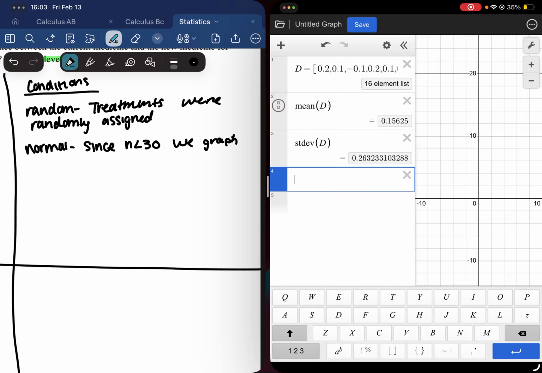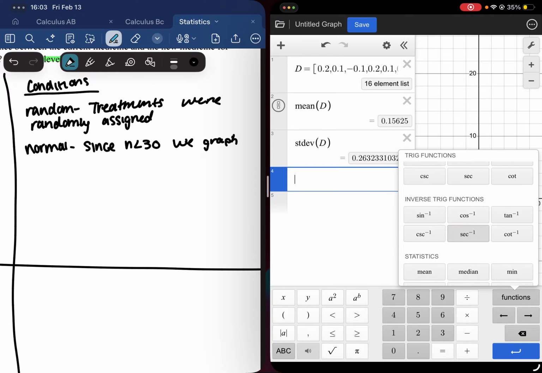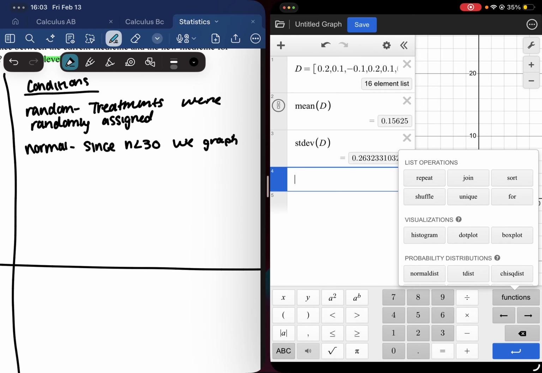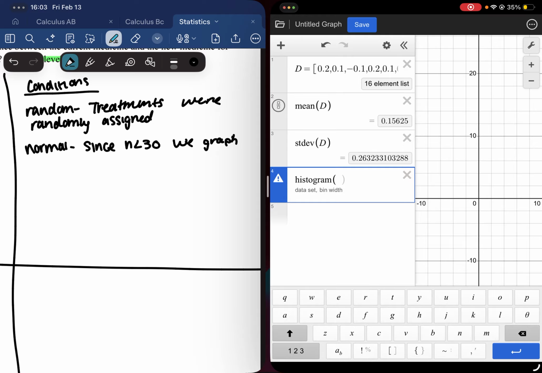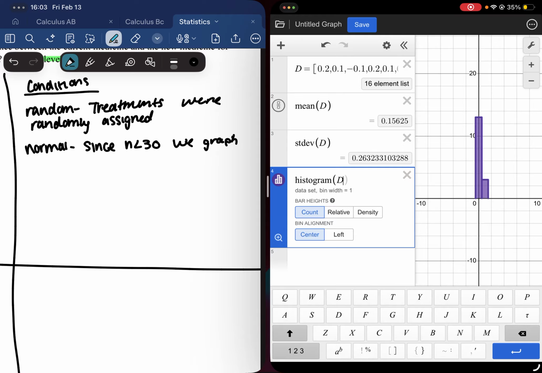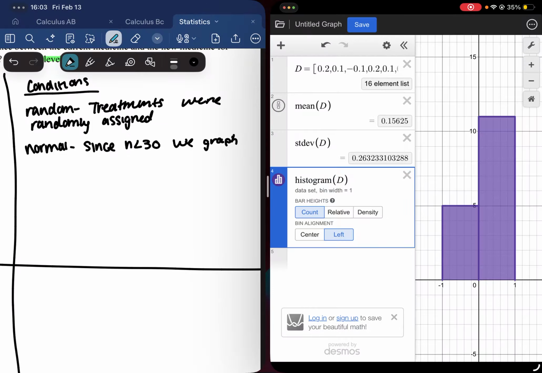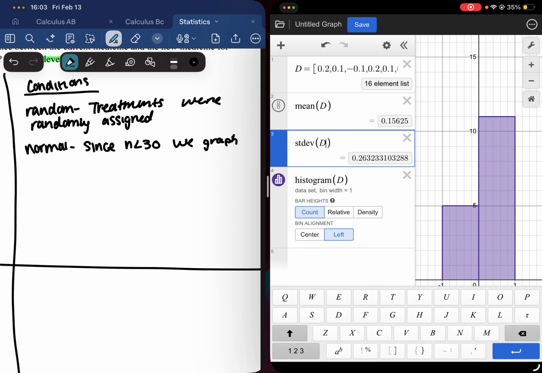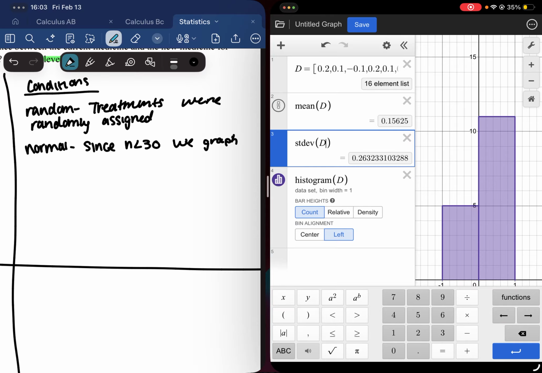Okay, so to graph a histogram, I'm going to go to functions. I'm going to go down to histogram. I'm going to type in difference. Make sure I am left aligned and then recenter it. And notice when I do that, I'm only going to end up with 2 bins. Well, the idea here is I want to have at least 5 or 6 bins, which means I may have to change my bin width.